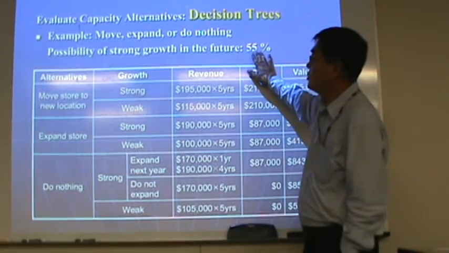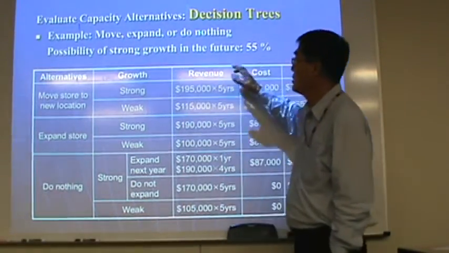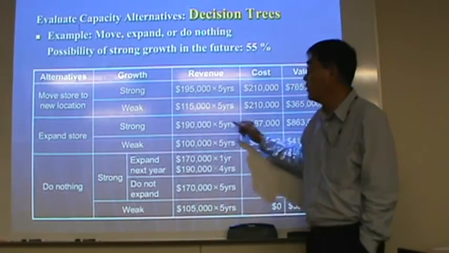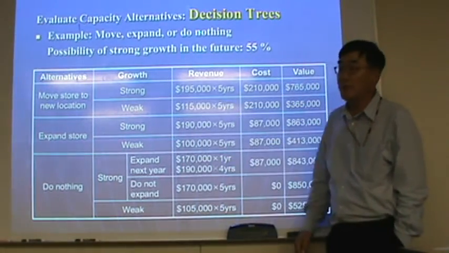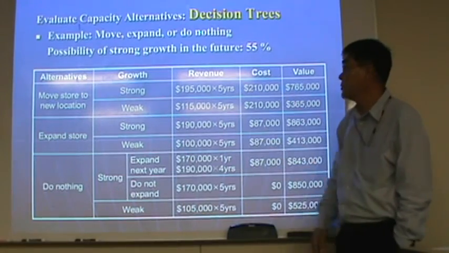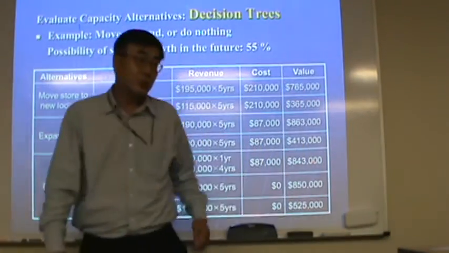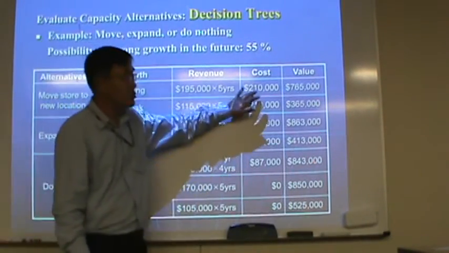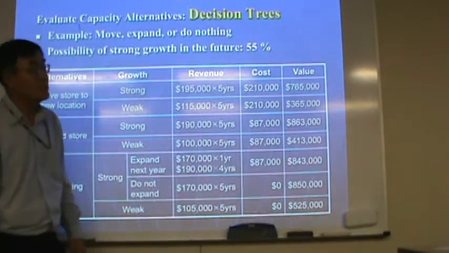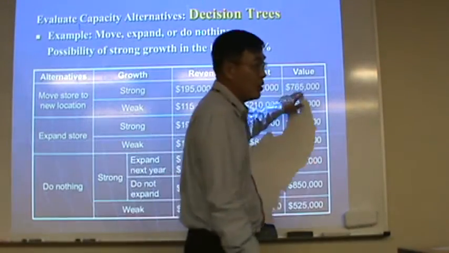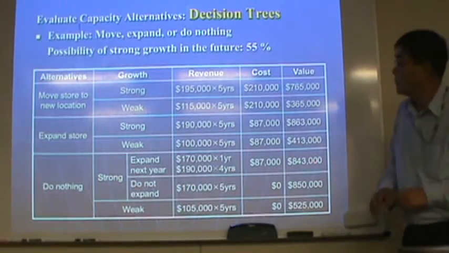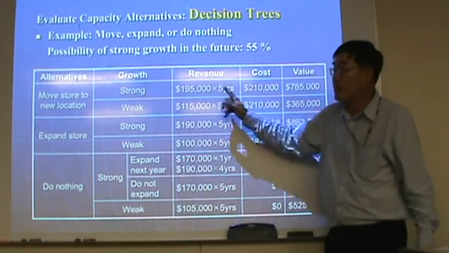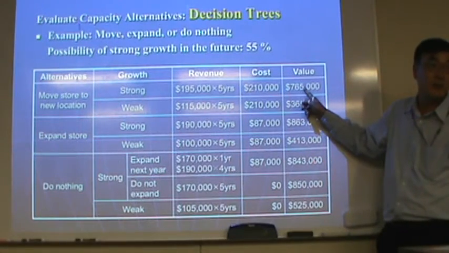Then the future economic condition is strong, 55% chance. Then revenue will be $195,000 for the next 5 years. To move to a new location, the cost is $210,000. It says value, it's like a profit: $195,000 times 5 years, revenue minus cost equals value.